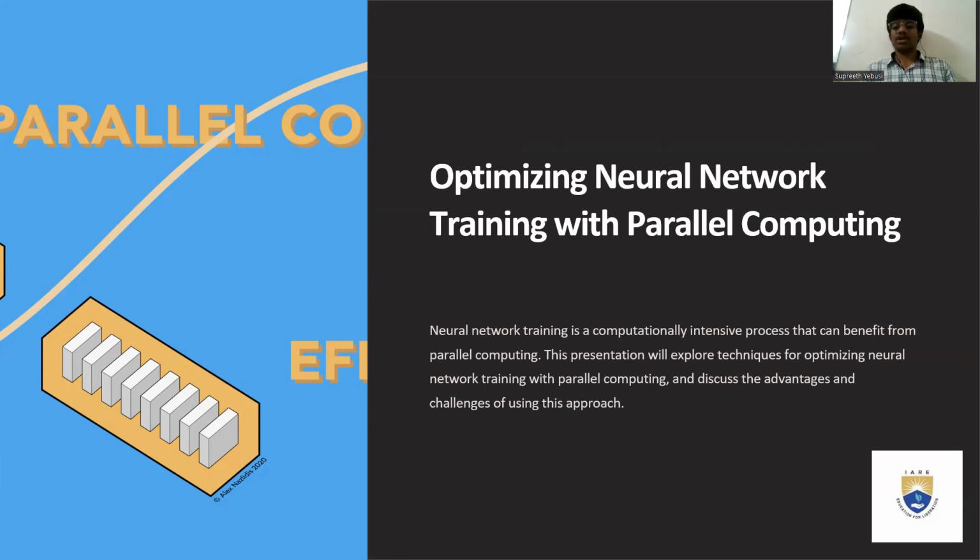using this approach. To optimize neural network training with parallel computing, consider using frameworks like TensorFlow or PyTorch that support distributed training, utilize multiple GPUs or TPUs to parallelize the computation, speeding up training by dividing the workload. Implement data parallelism or model parallelism based on the architecture and resources available.